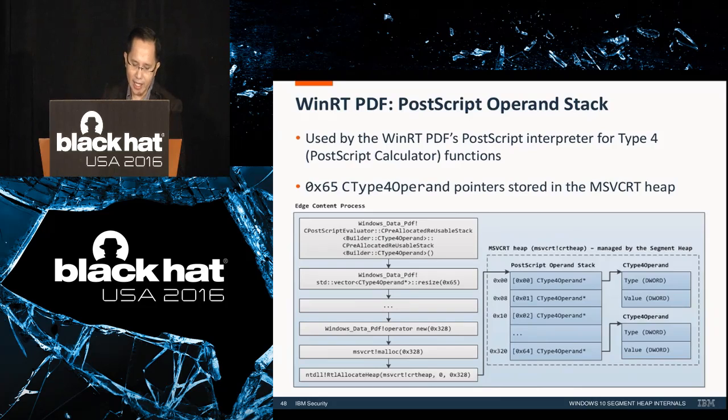The vulnerability that I'll discuss involves the PostScript operand stack. This PostScript operand stack is used when interpreting PostScript calculator functions embedded in PDFs. The PostScript operand stack is a vector of 65 hex CType or operand pointers here. Each of these points to a CType or operand structure, where the first DWORD is the type, and the second DWORD is the value representing the value in the PostScript operand stack.